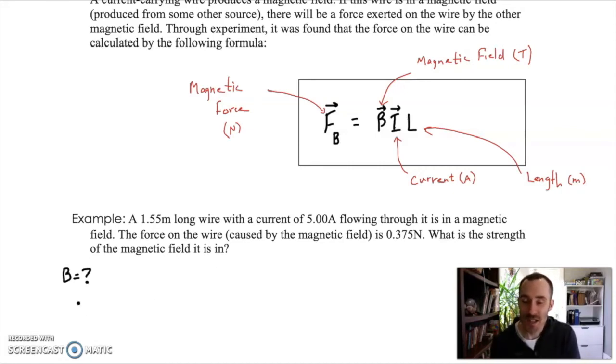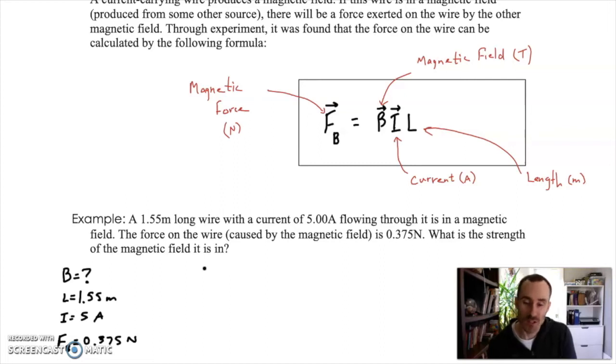So B is magnetic field, and that's what we're looking for. It tells us that the length of the wire is 1.55 meters. It tells us that the current, I, is 5 amps. And it tells us that the force on the wire is 0.375, so that's FB, 0.375 newtons.